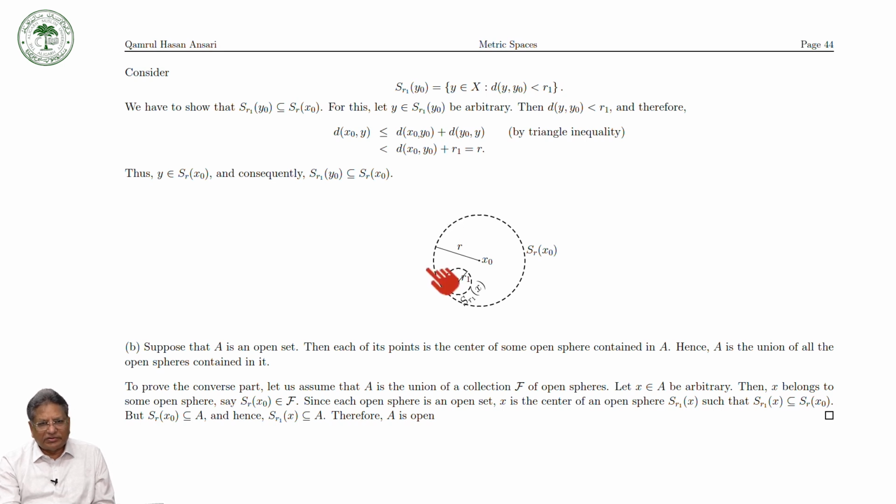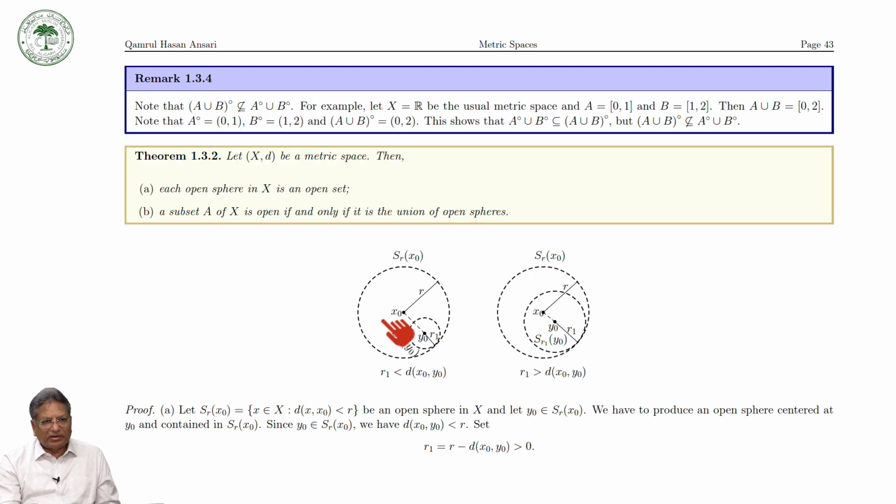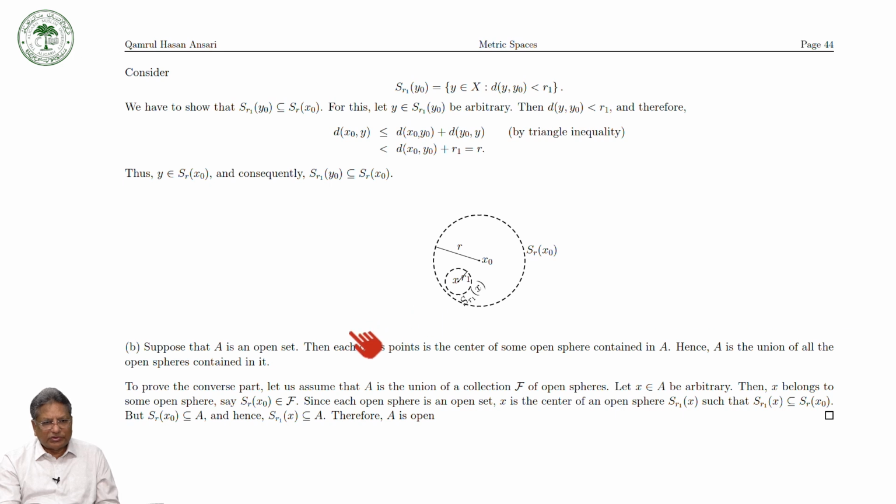Now the second one is we will have to prove that a subset A of X is open if and only if it is the union of open spheres. Okay, so suppose that A is an open set. Then we will prove that it is the union of open spheres. Then each of its points is the center of some open sphere contained in it, and hence A is the union of all the open spheres contained in it.